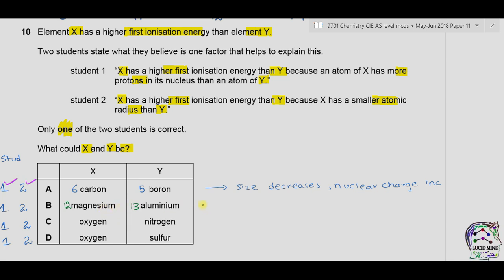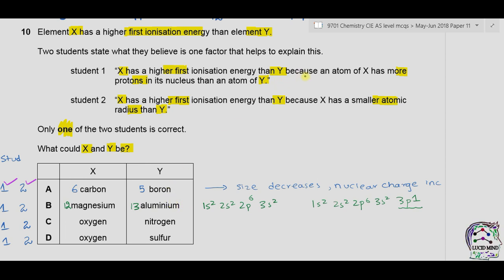Now in magnesium, the electronic configuration is 1s2, 2s2, 2p6, 3s2. While in aluminum, the electronic configuration is 1s2, 2s2, 2p6, 3s2 and 3p1. As we can see, the outer electron in aluminum is farther from the nucleus as compared to magnesium. So the ionization energy in aluminum will be lower than magnesium. So X will be higher and Y is lower.